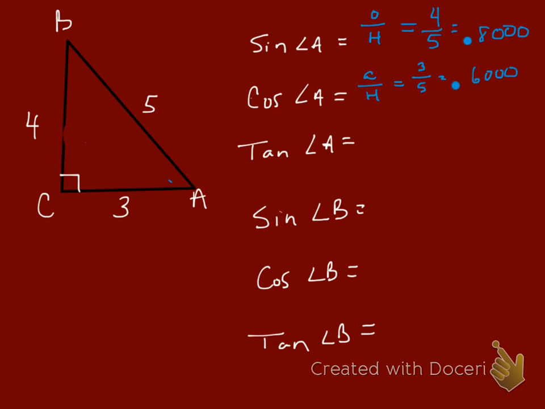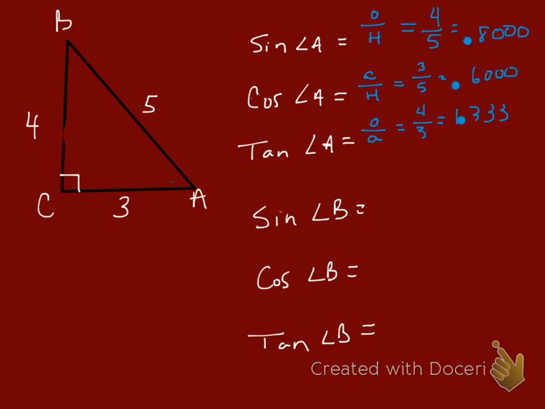And then if I want my tangent of angle A, my tangent, again, if you remember, is the opposite over adjacent. So again, the opposite is 4 over my adjacent in this case, which is 3, which will give me 1.333. Okay. Why don't you go ahead and pause the video for just a second. I want you to find the sine, cosine, and tangent of angle B.